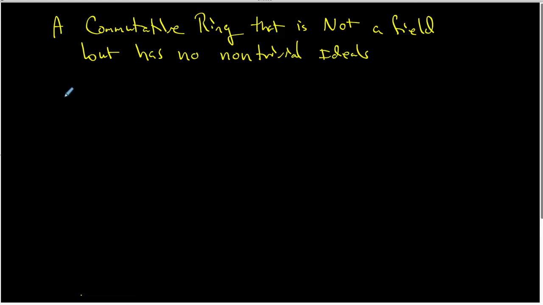In this recording, we're going to be looking for an example of a commutative ring that is not a field, but has no non-trivial ideals. Now, I ask you to do some preparation work before watching this video, and I want to start by reviewing what I ask you to do.